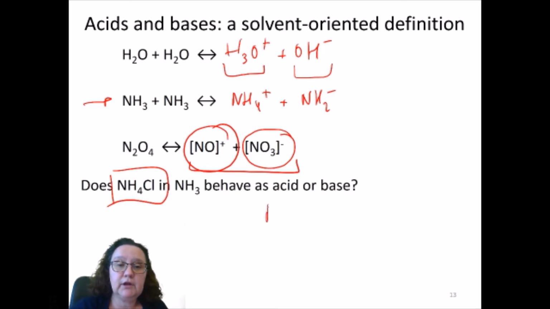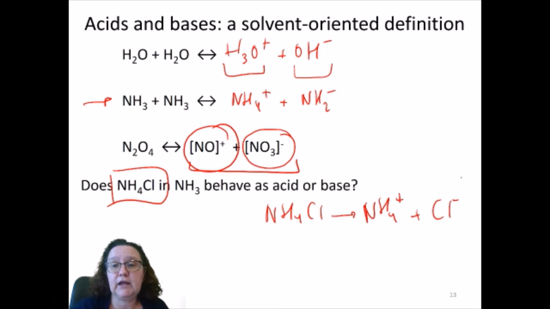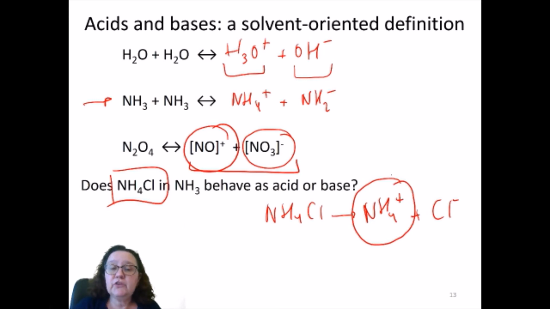When ammonium chloride dissociates, it will dissociate into two ions, the ammonium ion and the chloride anion. So because ammonium chloride adds to the positive ion of the self-ionization reaction of ammonia, it would behave as an acid. So ammonium chloride would be an acid in dissolving in ammonia.